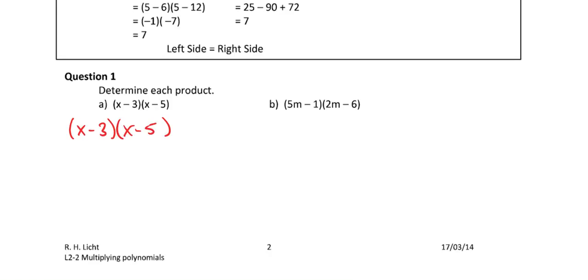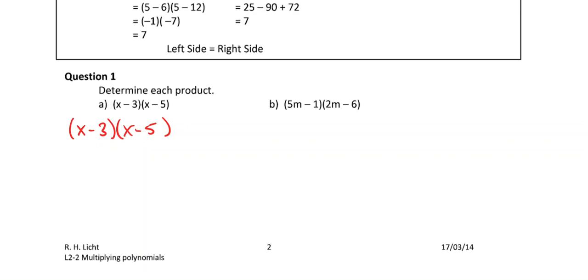Okay. And now what we have to do with a binomial is, well, really what's going on here is I need to multiply this x, this one term, by both of these things, by x and negative 5. And then I need to multiply the negative 3 by x and negative 5. And then that would be everything. And then I've actually done all 4 different multiplying situations there.